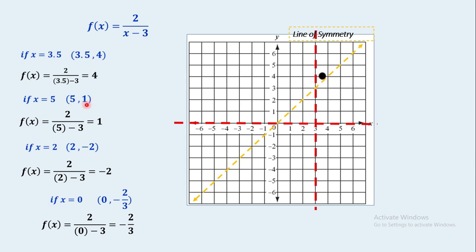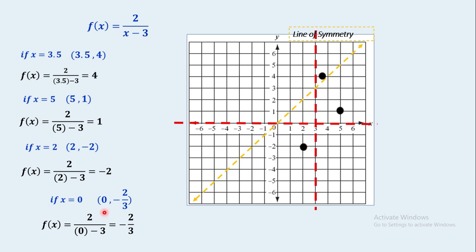Next is 5 and 1. So locate 5 in the x-axis and 1 in the y-axis. So this is our second point. Another point is 2 and negative 2. Positive 2 for x and negative 2 for y, so this is our third point.